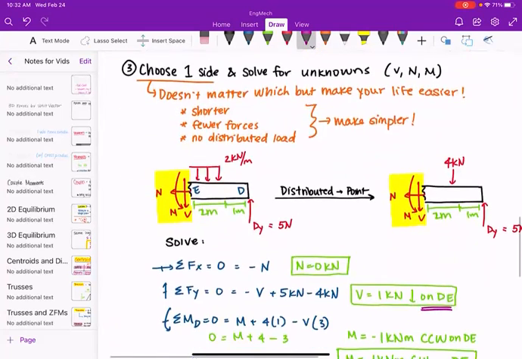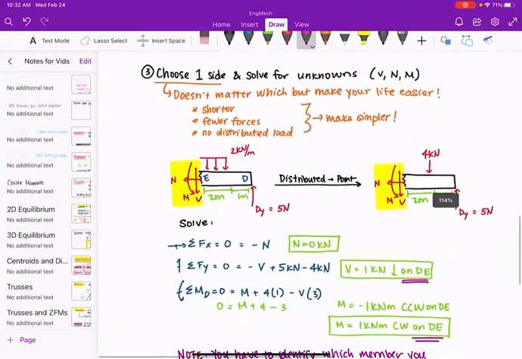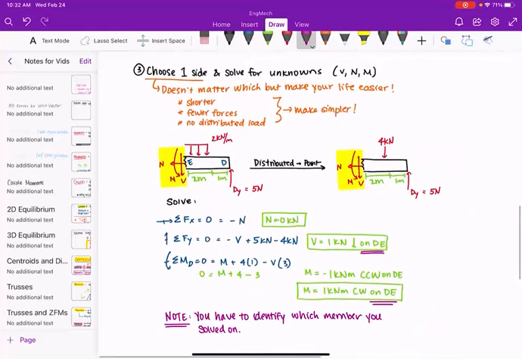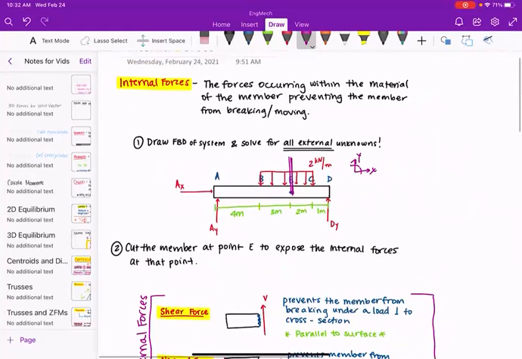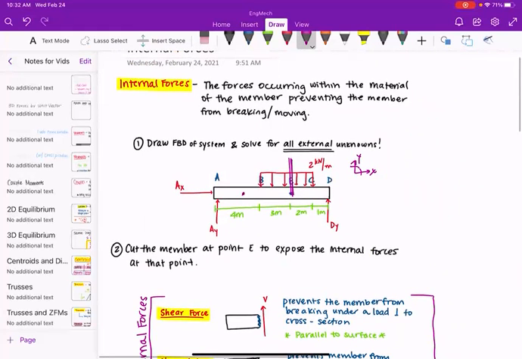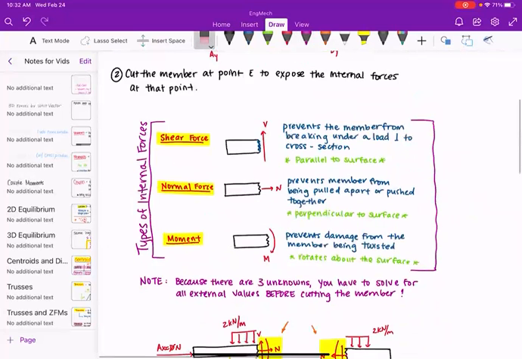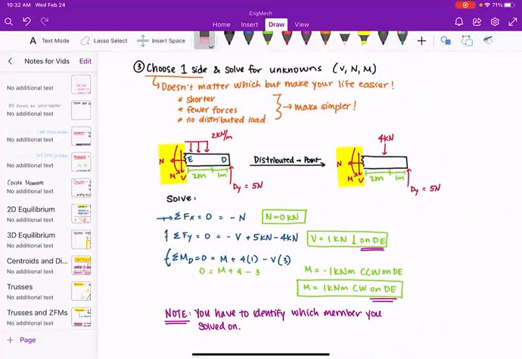Moving on, you only have to solve one side because they are equal in magnitude, right? So you choose one side and solve for it. The goal is to make this easier for yourself. I personally choose a side that's shorter, or a side that has fewer forces on it. Say I was cutting it at this point here, I would probably choose this side because it doesn't have a distributed load on it. It doesn't really matter which side you choose at the end of the day, but I usually choose one that seems like it'll be easier for me to do.